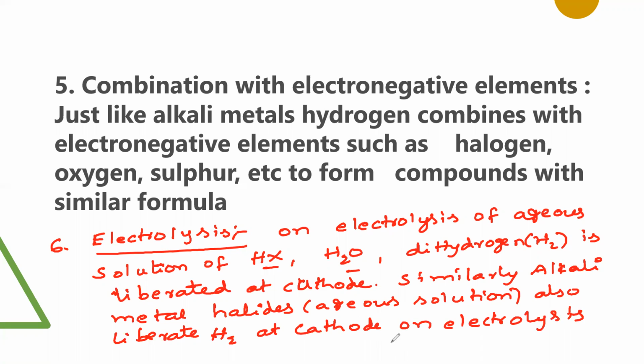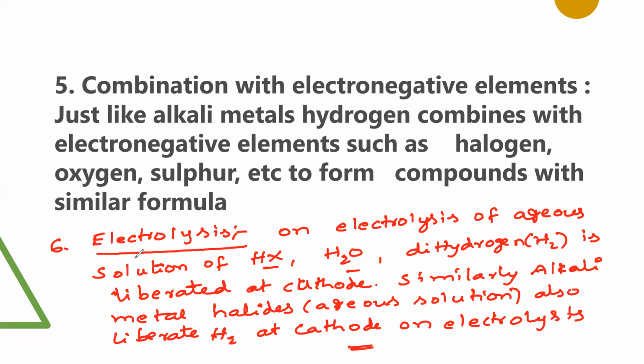So that's why hydrogen is compared with alkali metals based on six points. First point, electronic configuration. Point number two, electropositive character. Point number three, oxidation state. Point number four, reducing character. Point number five, affinity for non-metals or electronegative elements. And point number six, electrolysis.